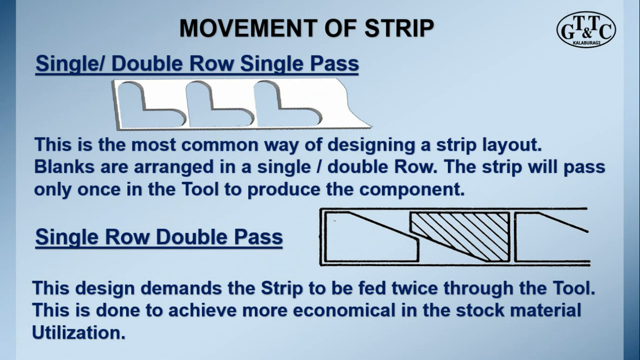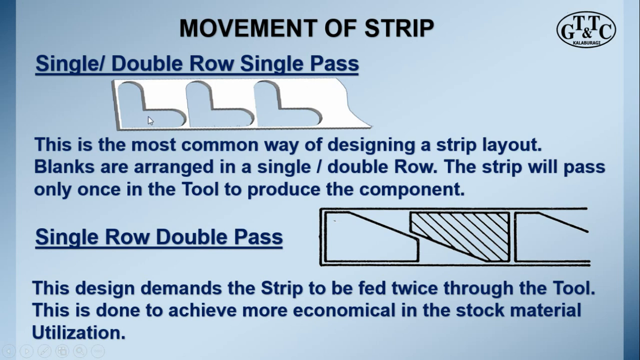Next one we see here is that the blank layout influences the movement of the strips. Here we see the different movements of the strip, or in other words, we call it strip feeding. So the strip feeding is done in different types. The one is a single row and a single pass. This single row and single pass is the most common way of designing a strip layout. The blanks are arranged in a single row, and then the strip will pass only once through the tool to produce the component.